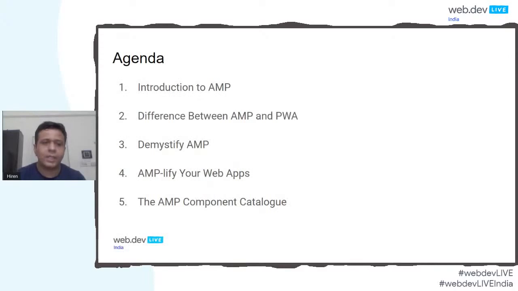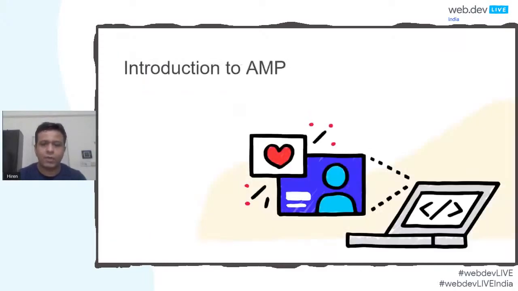The third topic will be demystifying AMP, where we will see the latest component of AMP and all the three major components of AMP. Then we will see how you can amplify your web apps, where I will show you how you can build your AMP page from scratch, as well as how you can convert your existing web application or HTML pages to AMP pages. And at the last, we will see some of the AMP components available in the catalog, so you can know when to use which component. Now let's start with the introduction of AMP.